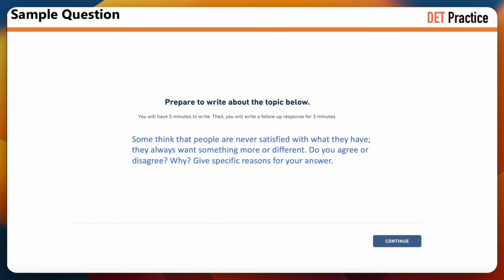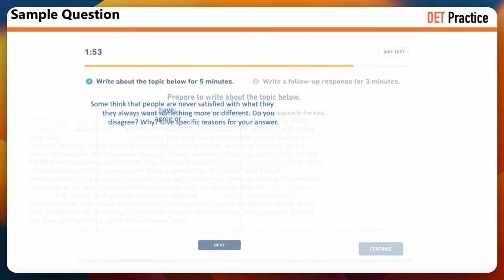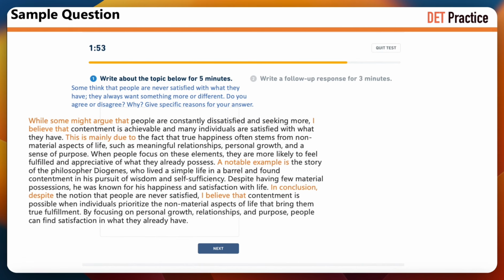Some think that people are never satisfied with what they have. They always want something more or different. Do you agree or disagree? Why? Give specific reasons for your answer. Here's how we can approach this question. This sample answer effectively demonstrates the use of template 1 from our previous discussion. Let's break it down. The response begins with a balanced view.